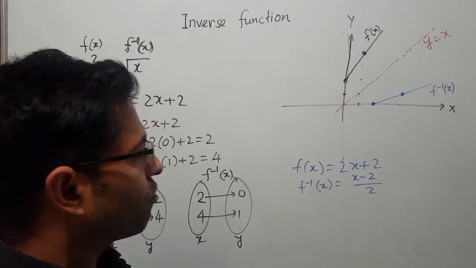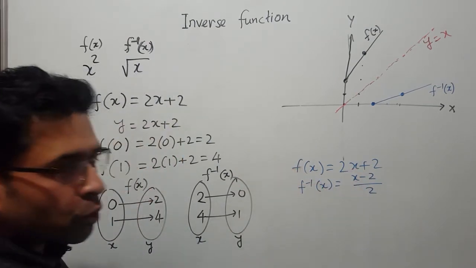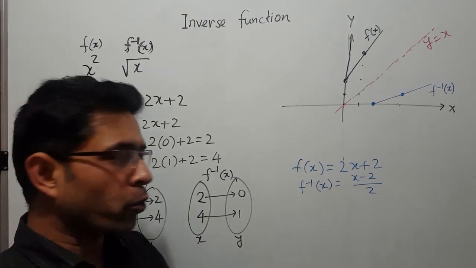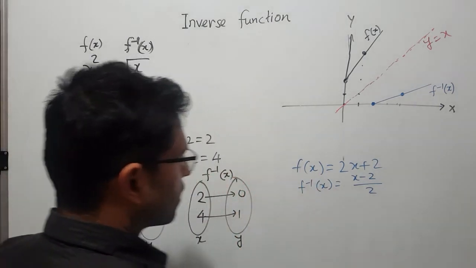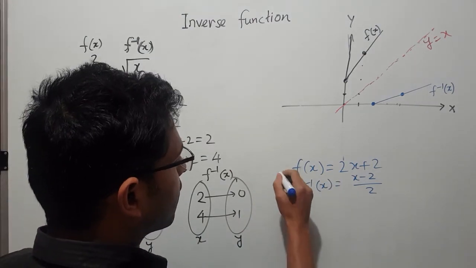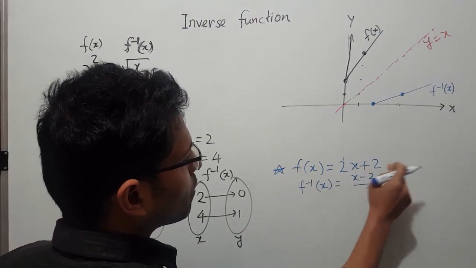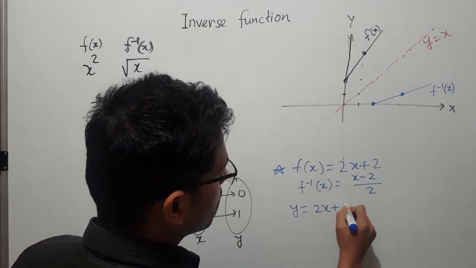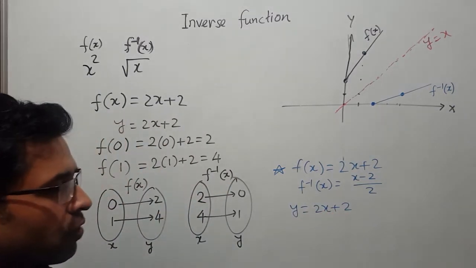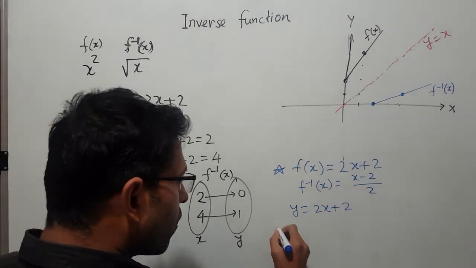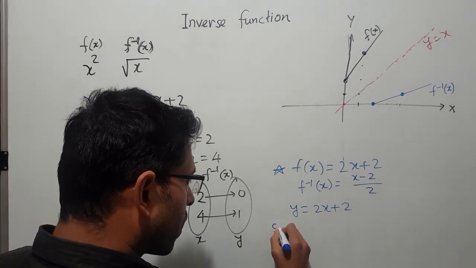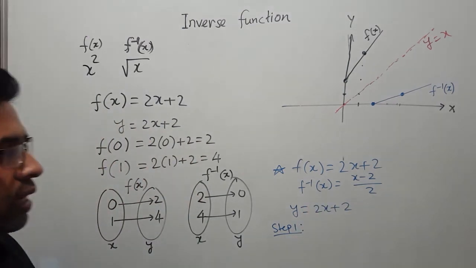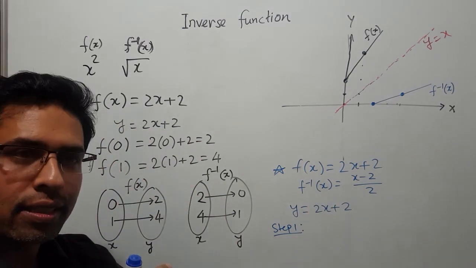We have a method of finding that out, so I am showing you the method now. We can use a two-step process to find the inverse function. Let's say function x equal to 2x plus 2 is given. So y equal to 2x plus 2 is the given function, and we are asked for the inverse function. Our first step, step 1, would be changing x to y and y to x.